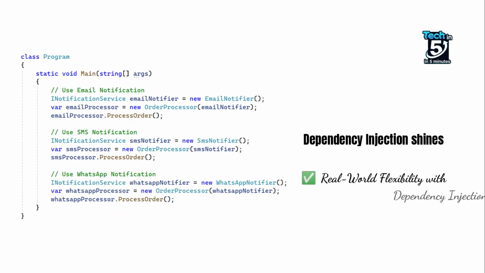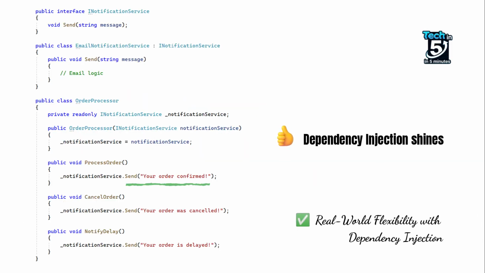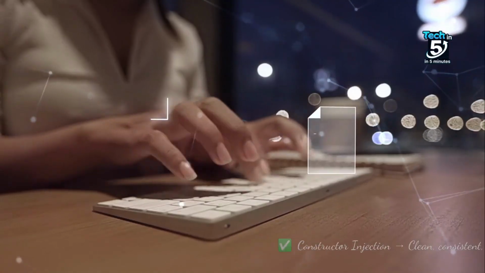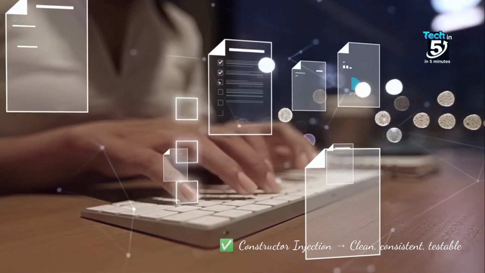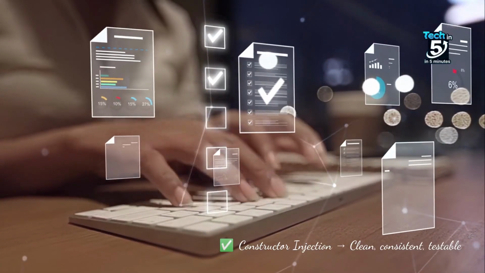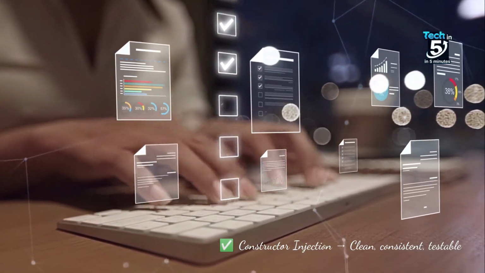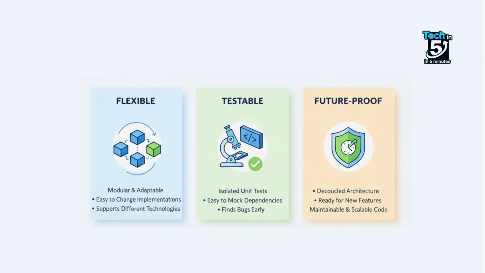With dependency injection, we don't touch the order processor at all. We simply inject a different notifier: email notifier, SMS notifier, or WhatsApp notifier. The order processor doesn't care how notifications are sent. It just calls send. That's the beauty of DI. We can extend behavior endlessly without breaking what's already working. Our high-level logic stays clean, and our code becomes flexible, testable, and future-proof.